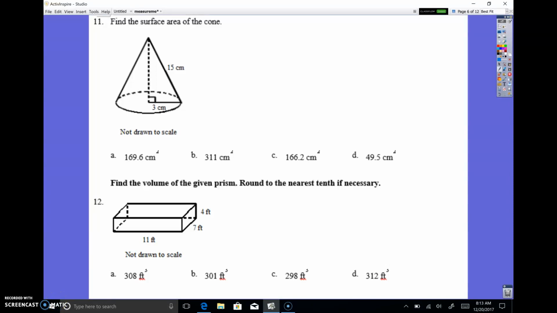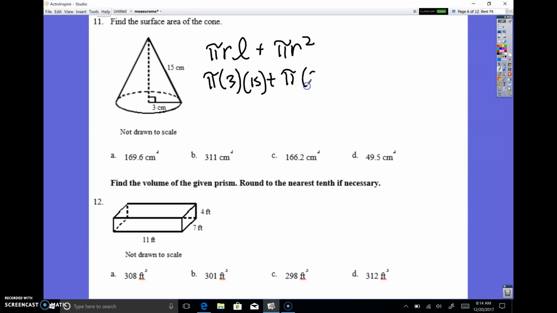This is surface area of a cone. If you remember correctly, our formula is pi r times the slant height plus pi r squared, which is the bottom of the circle. So pi times 3 times the slant height, which is 15, plus pi times the radius, which is 3 squared. We put all that in our calculator, we should get 169.6.